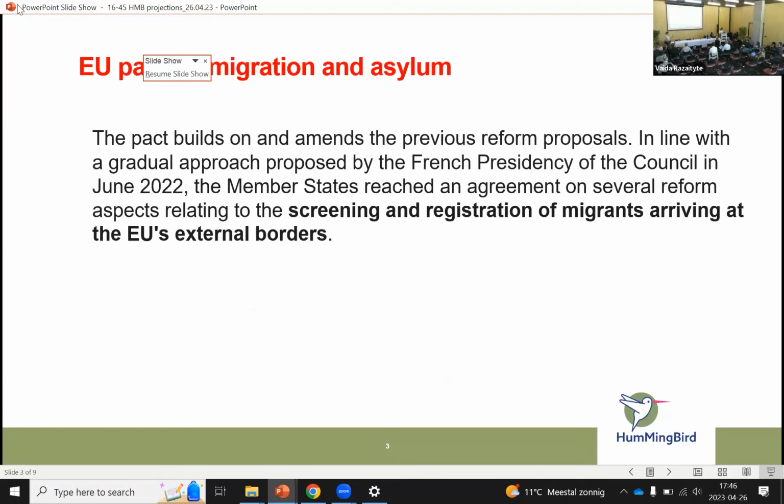And as many of you, I hope, are very familiar with, the new Pact on Migration and Asylum is in fact not a brand new one. It's building on the previous reform proposals. And I think the bold part is very important because it really puts a lot of emphasis on the aspects relating to the screening and registration of migrants arriving at the EU's external borders.